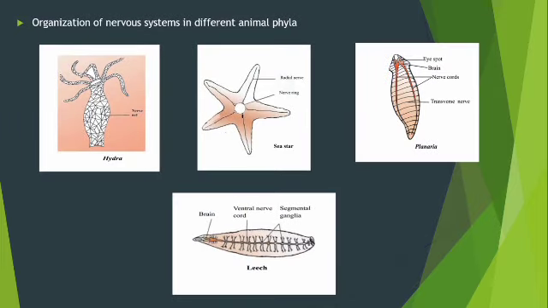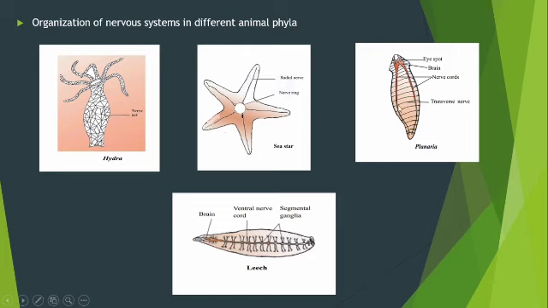So here you can see Hydra, which is a Cnidarian, and there you can see a nerve net which is composed of individual interconnected neurons, and here you can see a sea star, and there in the center you can see the nerve ring and also the radial nerve, and then here you can see a Planaria.